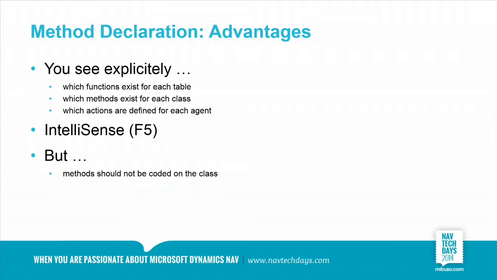So that's what I already said. You see explicitly which functions exist for each table, which methods exist for each class, and which actions are defined for each agent. And that is actually the same on three levels of communication.